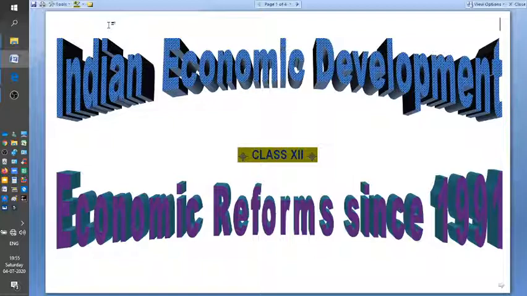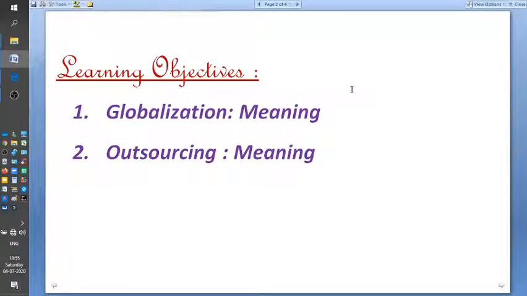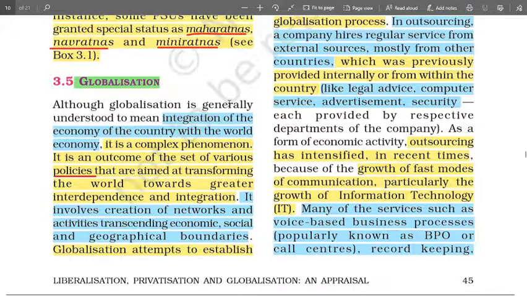Earlier, you have learned about the first process of reforms, which is liberalization, the second part, privatization, and today we'll learn about the third and the final process in economic reforms, that is globalization. So you learn about the meaning of globalization and also the meaning of outsourcing, which is one of the benefits of globalization. So what is globalization?